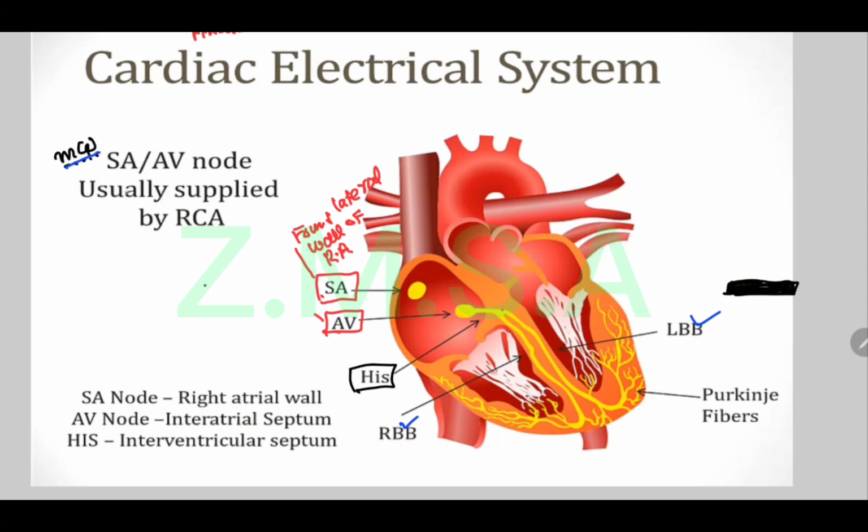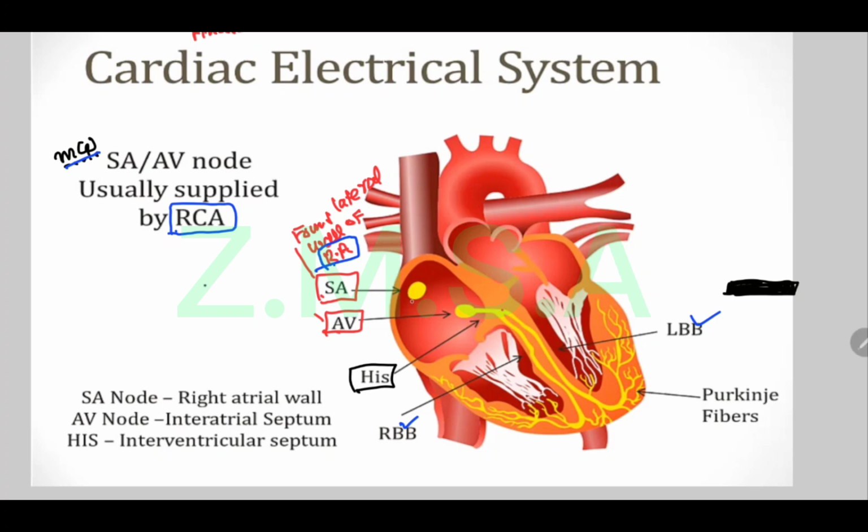SA and AV nodes are usually supplied by the right coronary artery. The SA node is found in the lateral wall of the right atrium, and the SA node is the pacemaker and has automaticity. The SA node doesn't need any kind of impulse. The SA node generates impulses by itself, therefore it is called automaticity.